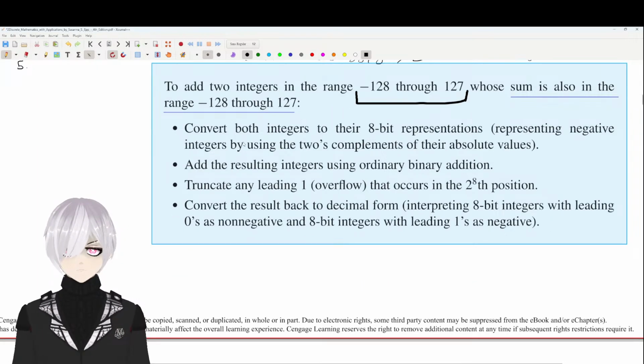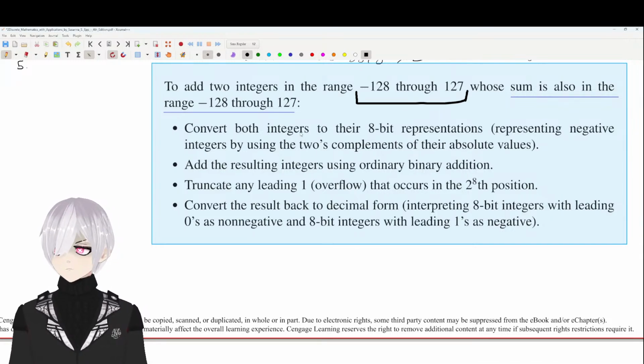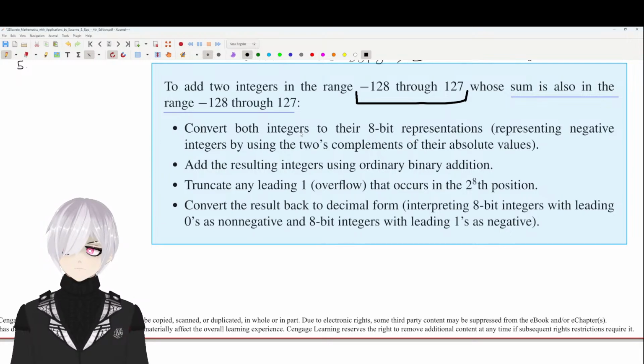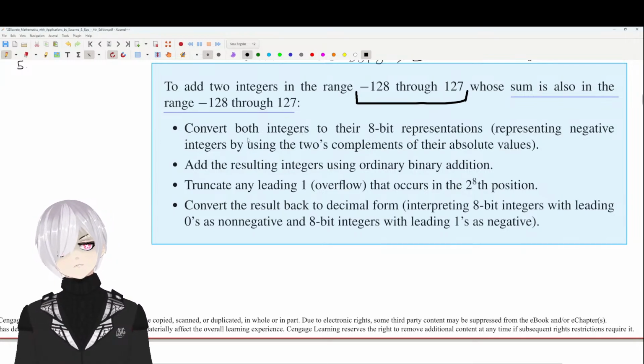I guess a calculator could just calculate the sum in binary, maybe there's a better way to do it, and then if the sum is outside of the range, it'll just say error. And then if the sum is in the range, then it goes to the next step. True. Let's see.